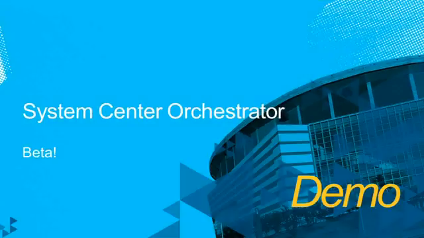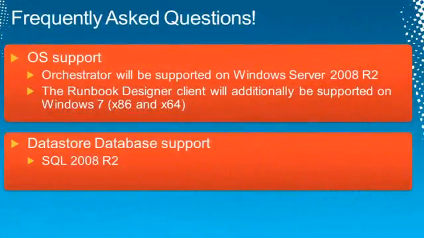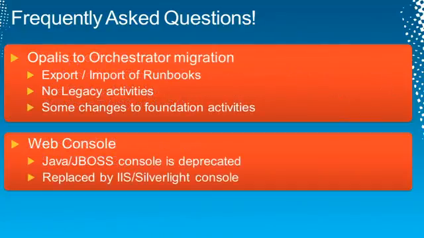So I've got 2 minutes left. I want to show you a couple more pieces of information. Orchestrator will be supported on Server 2008 R2 and SQL 2008 R2. The designer will also run on Windows 7. You can export and import runbooks, so from Opalis 6.3 to Orchestrator, not the other way around. There's no backwards export. The format has changed. So if you've created stuff in Opalis, you can export it and import it into Orchestrator.